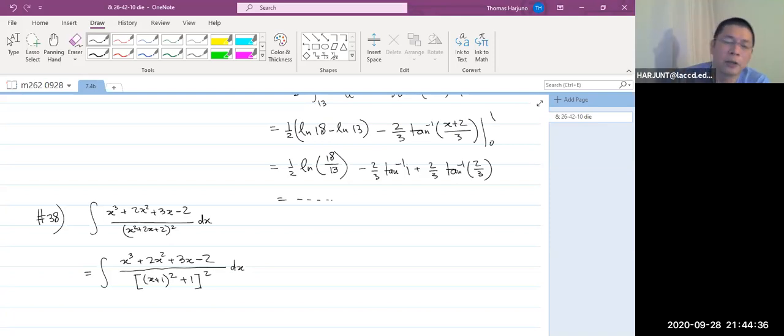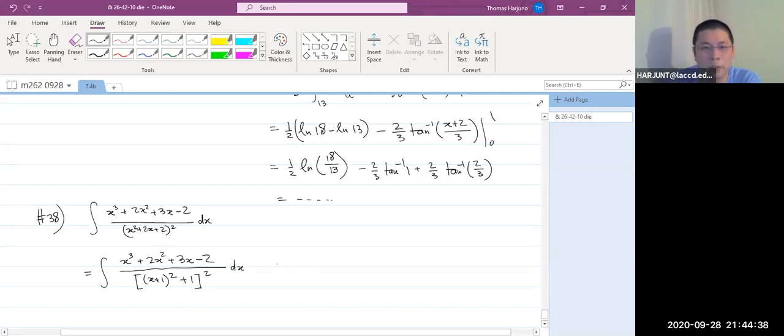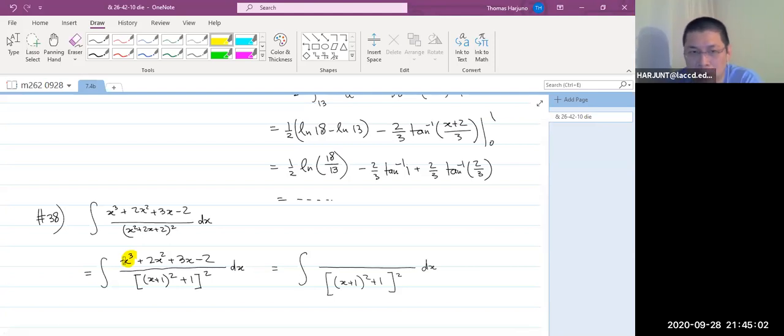Okay, let me try. I wonder if you can follow me. This is equal to the integral, and on the denominator it will be (x plus 1) squared plus 1, being squared, dx. Now what I plan to do is to change this in terms of x plus 1 cubed, such that later on when I do substitution, it will be substituted a lot faster.